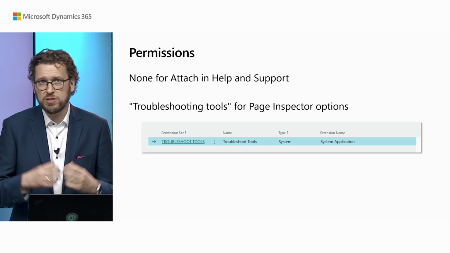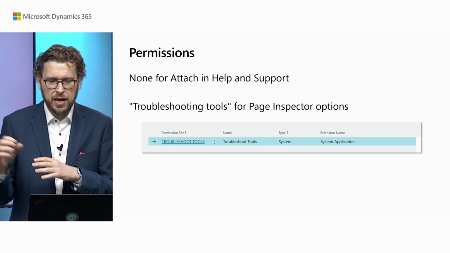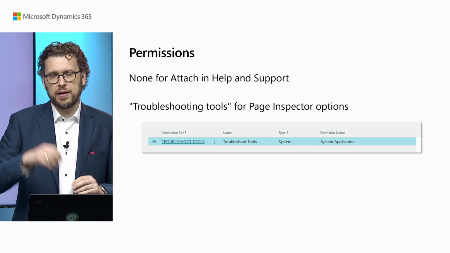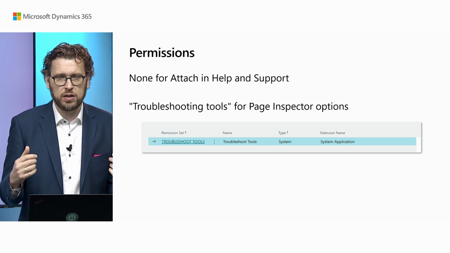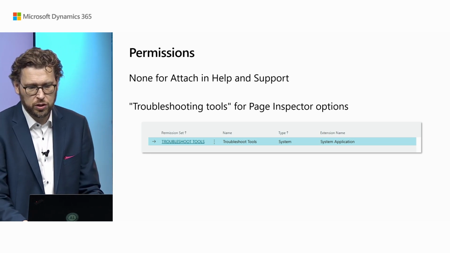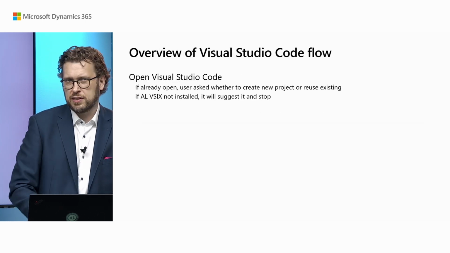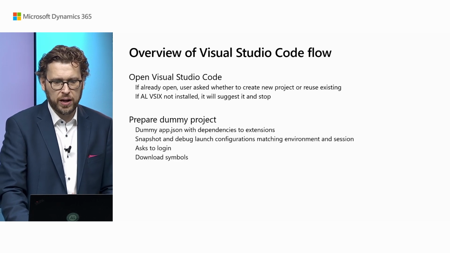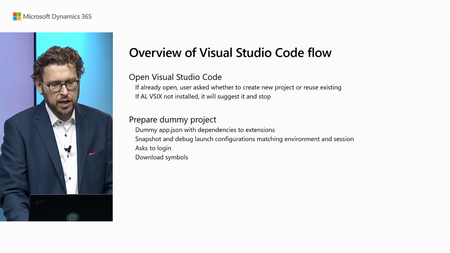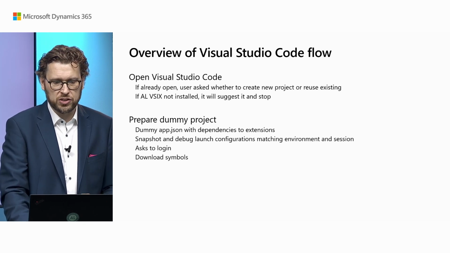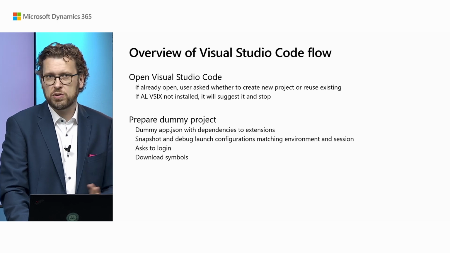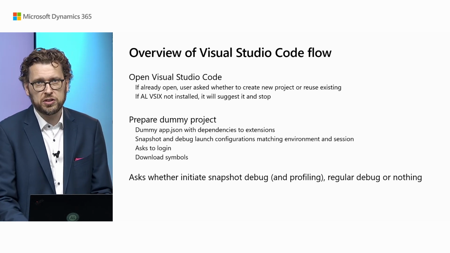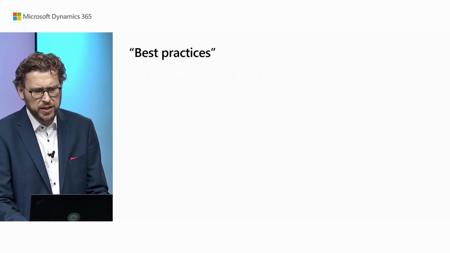So we have some permissions that you need to have to do this. So for the attach and help and support, that will show always. But the options in the Page Inspector will only appear if you have the troubleshooting tools permission. And that's similar to some other functionality in the Page Inspector. And just to recap again, what happened in Visual Studio Code is that we provision it. If you don't have the AL Visual Studio Code extension installed, we will suggest it and stop. We'll create a dummy project with all the content necessary and ask you whether you want to troubleshoot or just investigate. So some best practices on this.